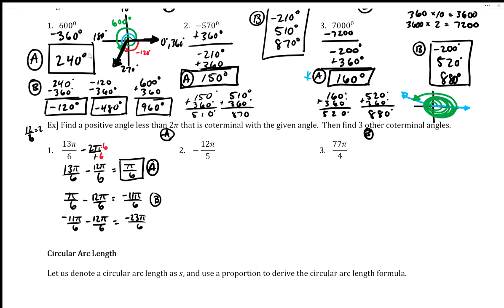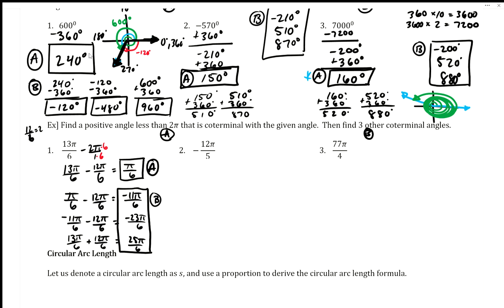And then let's get one more positive angle. I'm going to go back to 13 pi over 6, and I'm going to add 2 pi. And I already have a common denominator. I know 2 pi is the same as 12 pi over 6. And then I can just quickly do that already. 25 pi over 6. So there's 3 other coterminal angles.